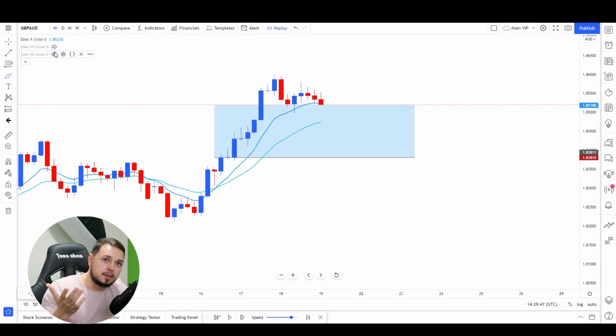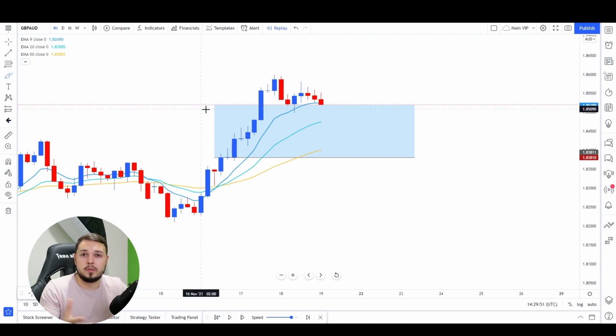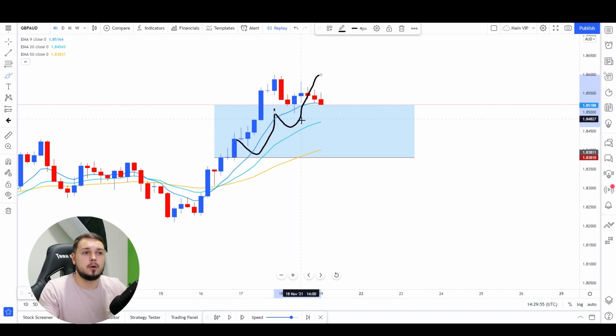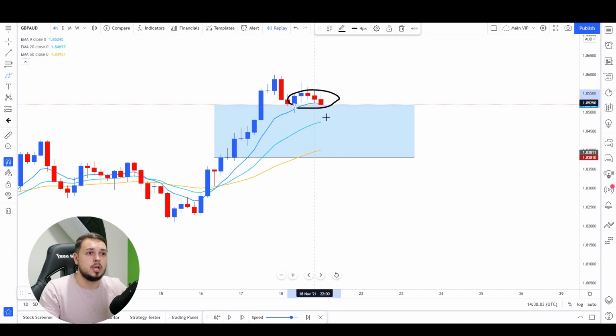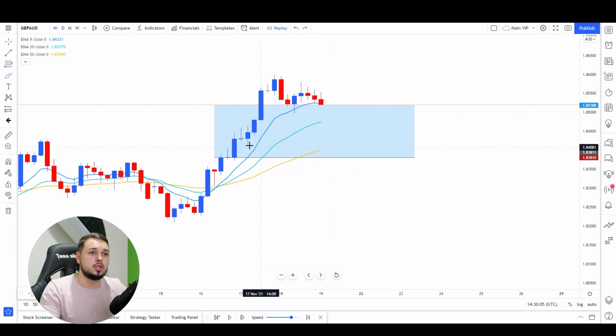Your 20 and 50 exponential moving averages is basically a moving support zone. That's what you want to call it. So it pulls back, goes up, pulls back, goes up. But the 9 moving average, especially once you reach your maximum level, this is where you use the 9 moving average to close off your position.